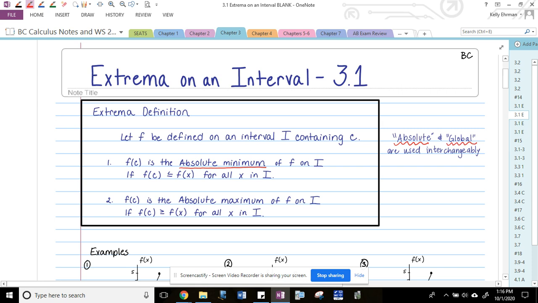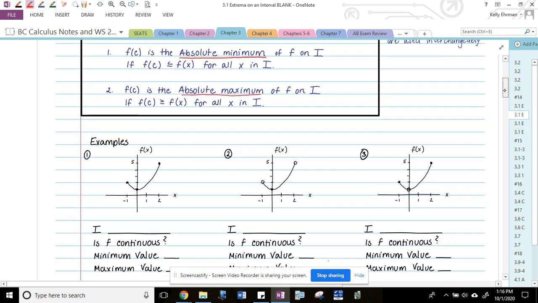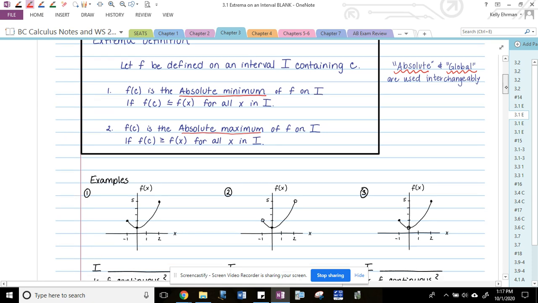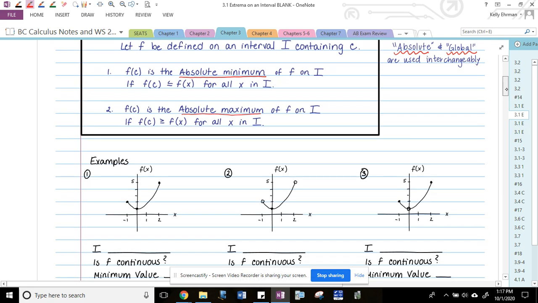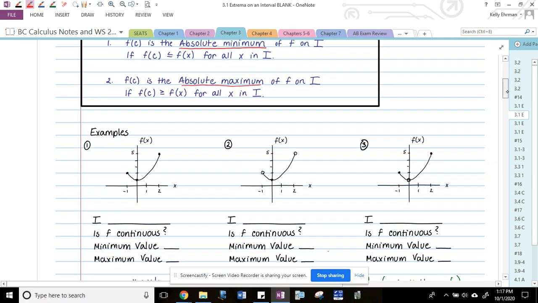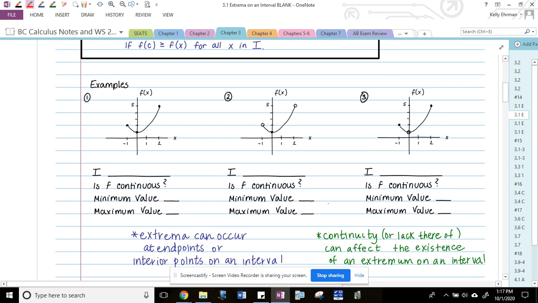Same thing. And then f of c is the absolute maximum of f on I if f of c is greater than or equal to f of x for all x on that interval. So again, we're just talking about a highest point and a lowest point. You've had relative max and min in other classes, and that was not necessarily the highest point, but where a graph changed from increasing to decreasing or vice versa. So here we're looking at highest and lowest points.